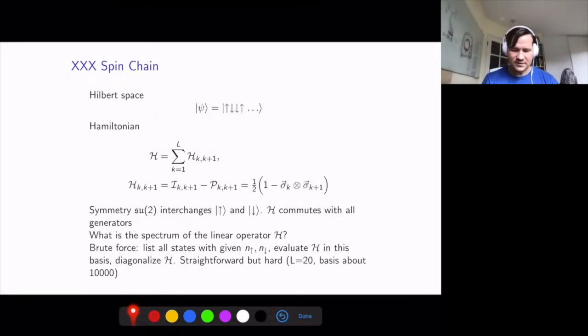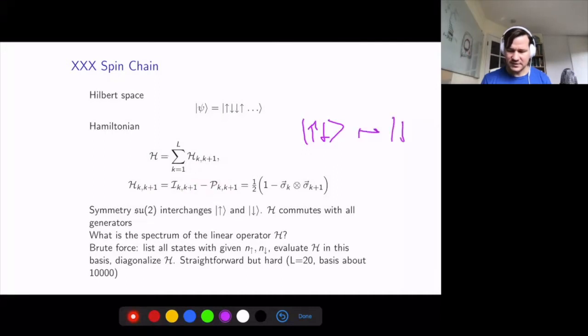You can write this Hamiltonian for a spin chain, where there's a state with the spins up and down. The Hamiltonian is the sum of the pairwise interactions, which make the spins talk to each other. You can formulate it in many different ways. One of them is that if you have two spins, then the action of the Hamiltonian, up to a common factor, boils down to the identity operator, which does nothing, minus the permutation.